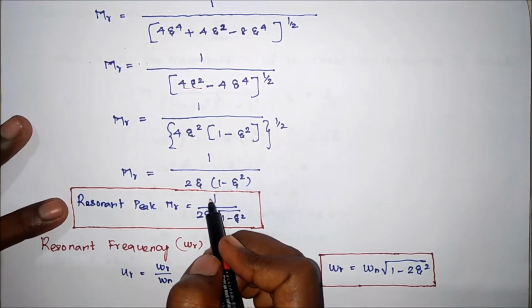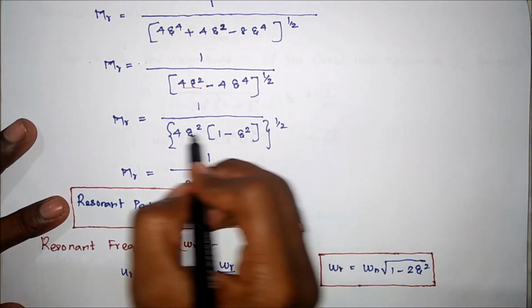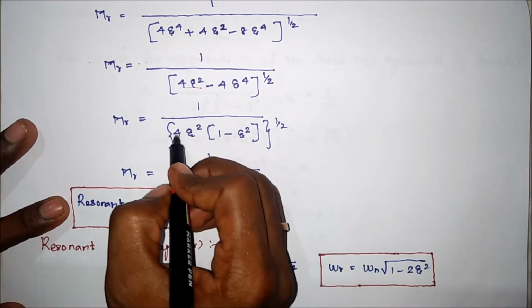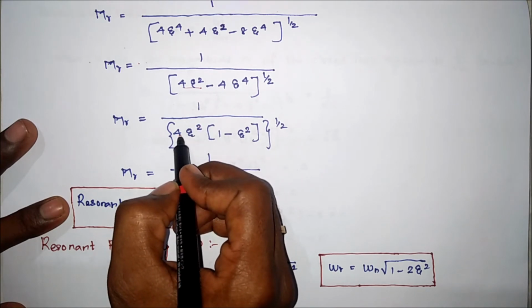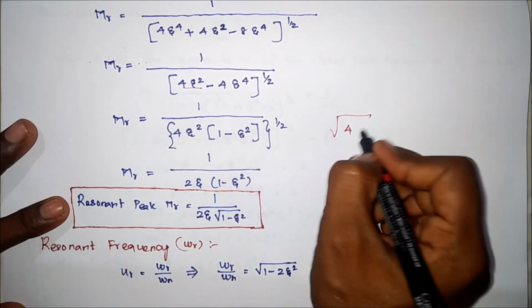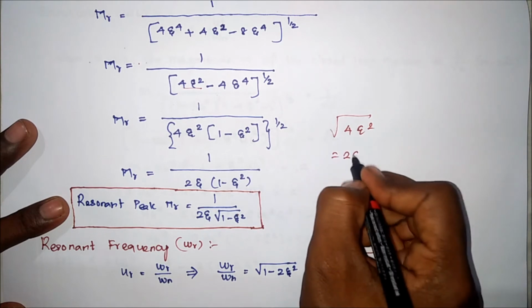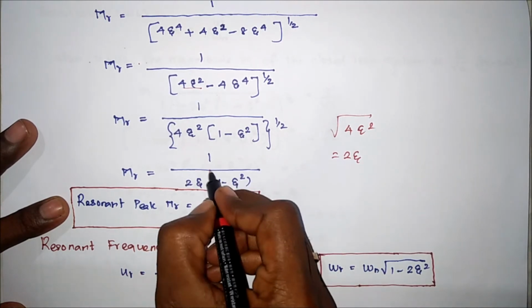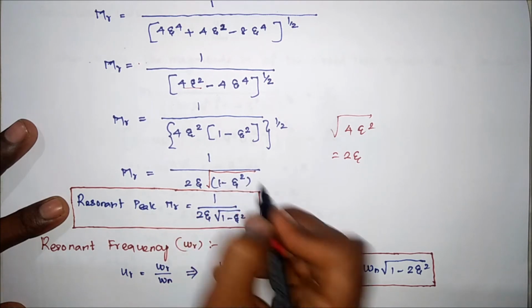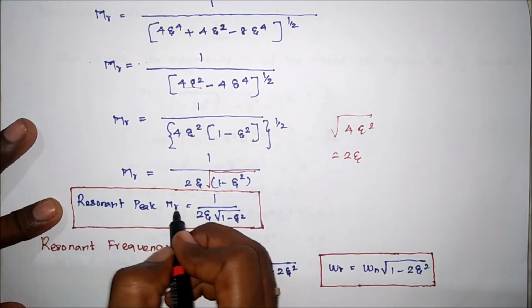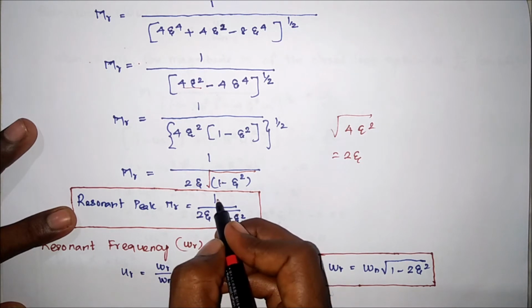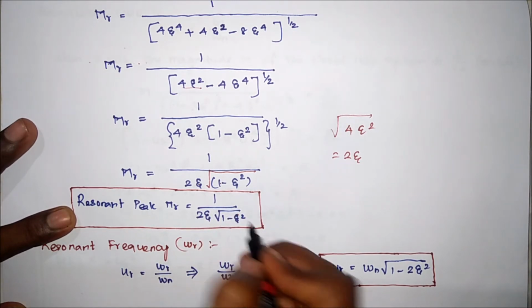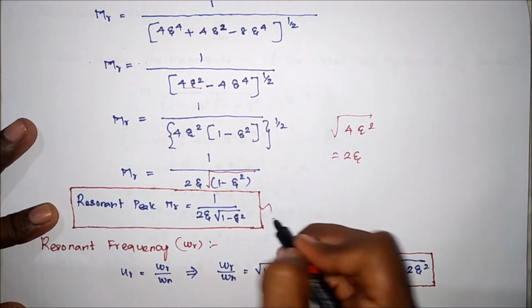So now, if we take this 4 eta square outside, we have to take square root for this. It means we can say square root of 4 eta square equal to 2 eta. So therefore 2 eta into square root of 1 minus eta square. So we can say resonant peak Mr equal to 1 by 2 eta into square root of 1 minus eta square. So this is the resonant peak.